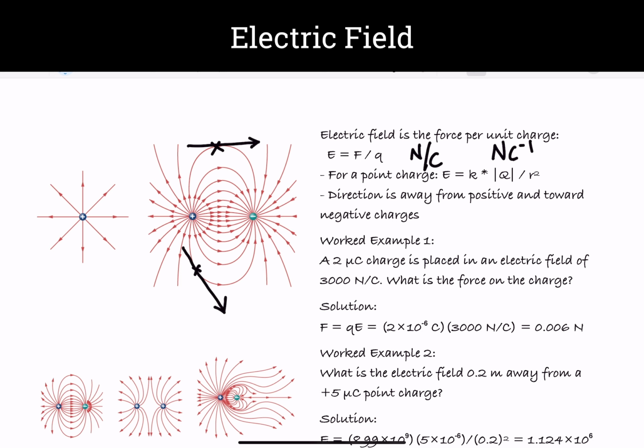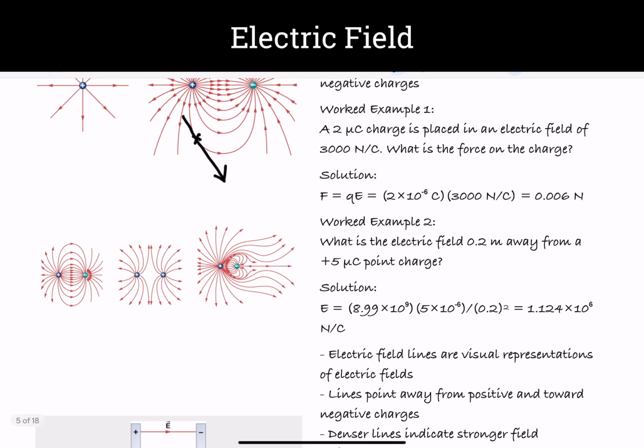Okay, so here's a worked out example. A 2 microcoulomb charge is placed in an electric field of 3000 Newton per coulomb. What is the force on the charge? So you're given the value of the charge, you're given the value of the electric field. So you're given E and Q, and you're asked to find the force. Easy enough. Micro is 10 to the negative 6, and then you multiply them, you get the answer.